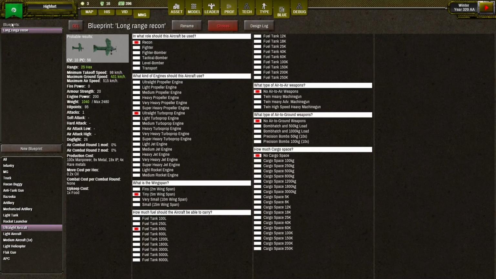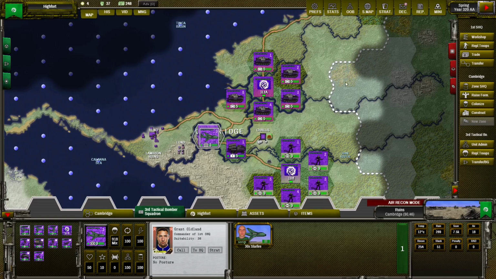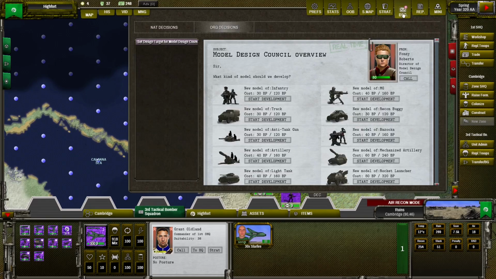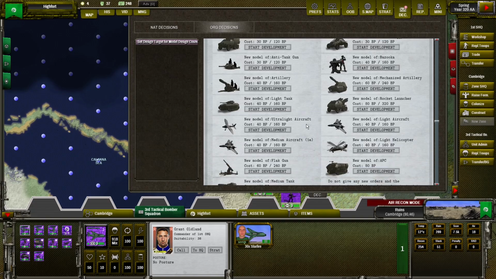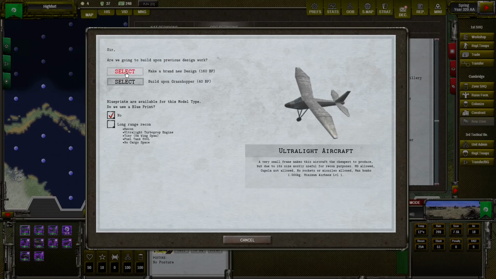This name will be only selected by the Model Design Council when you would like to build a new model of ultralight aircraft. So if we call our Model Design Council, then if we select a new model of ultralight aircraft, we have an option to select a brand new design or build on existing design, and the decision between those two is mainly based on the structural design of your model, but please watch the video about model design if you would like to learn more.